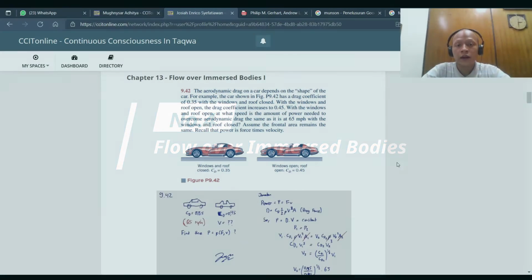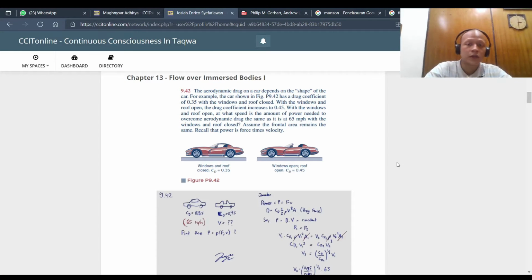Fourth, chapter 3, flow over immersed body. This is actually the continuation of before, internal flow, and this is external flow. This basically covers boundary layer, drag, and lift. If you talk about these things, it is really related to aerodynamics or maybe airfoil design.